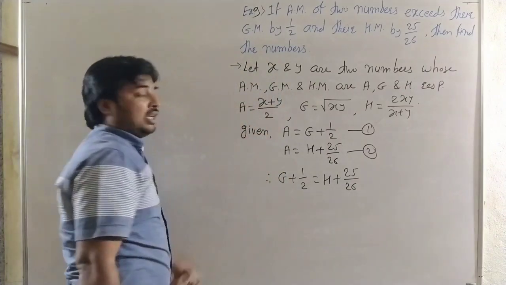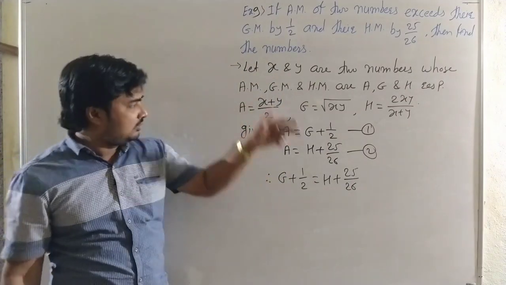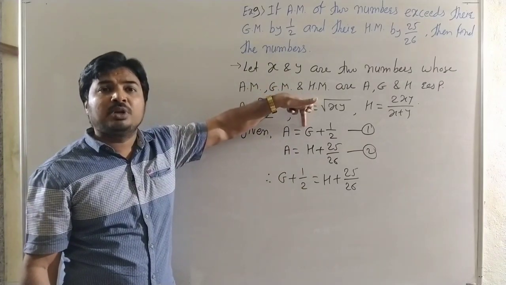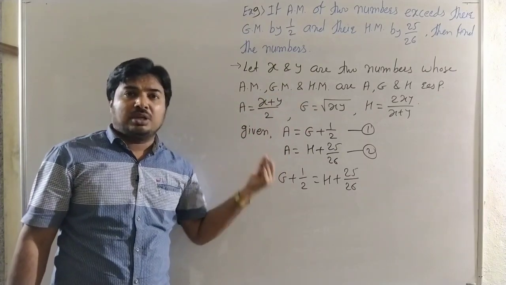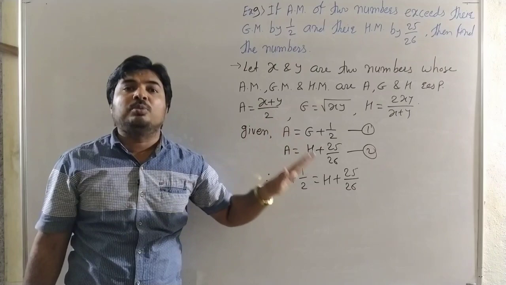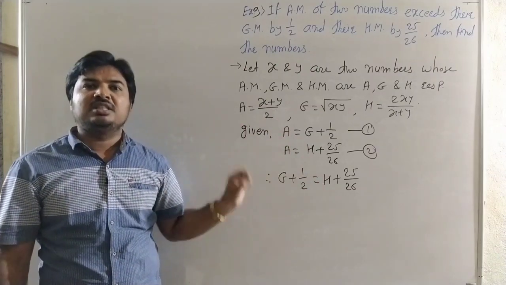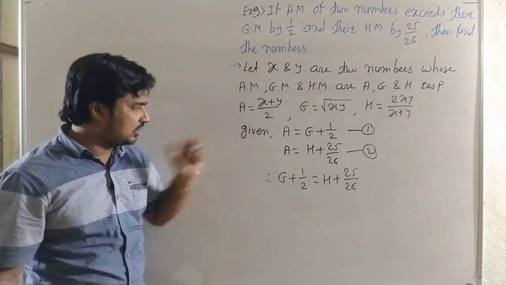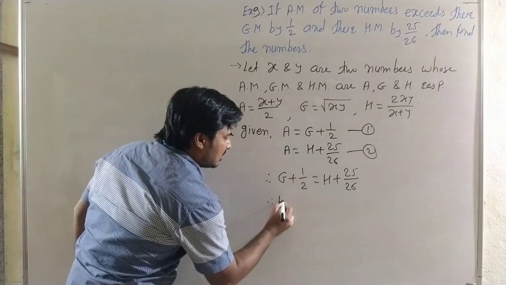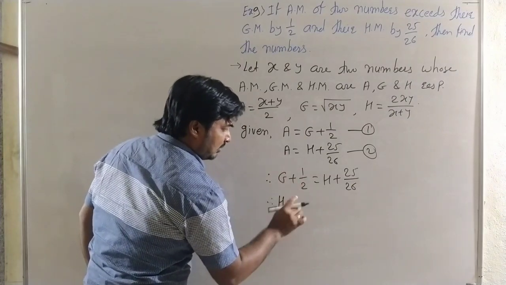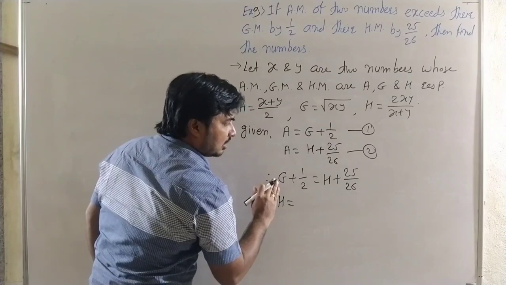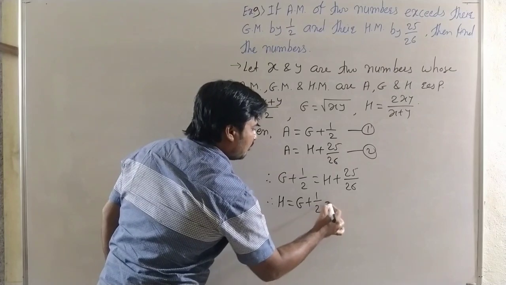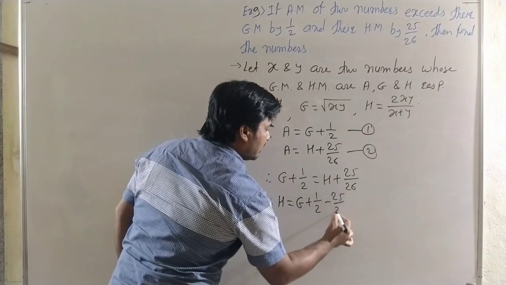Therefore here we know the relation g² = a·h. Here a is in terms of the geometric mean, so we can write the harmonic mean in terms of the geometric mean, because we use the relation g² = ah. We want to find the value of h from this relation. Therefore, see carefully, 25/26 can be moved to the LHS. Therefore h = g + 1/2 − 25/26.